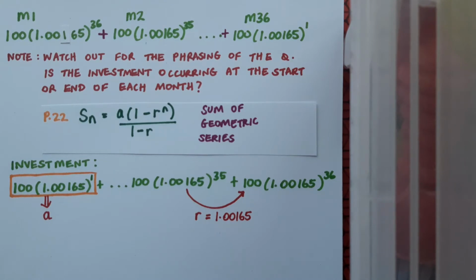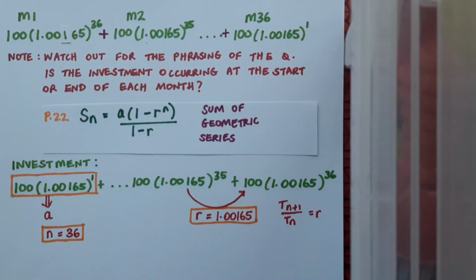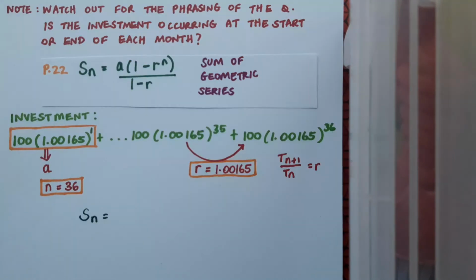If you ever get a bit confused about that, don't forget, you can always take a term and divide it by the previous term to clarify that value for r. And there are 36 terms in my calculation, so n is equal to 36. So now I have the three values that I need to get Sn.